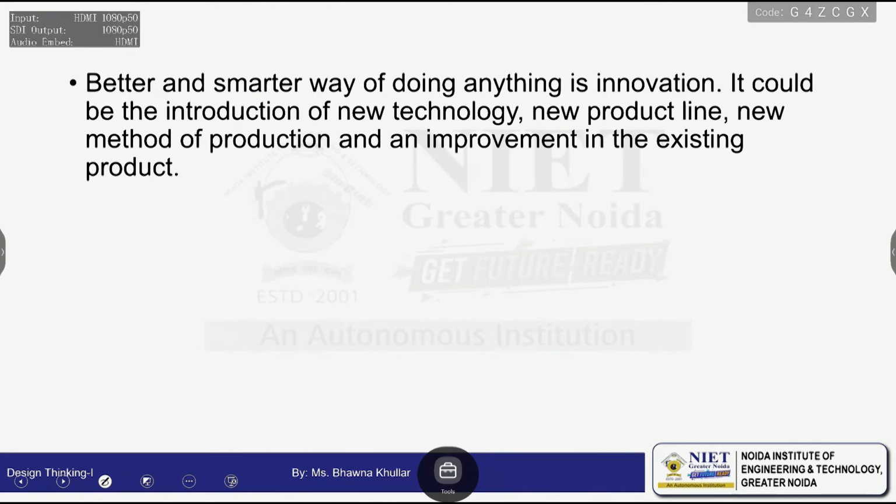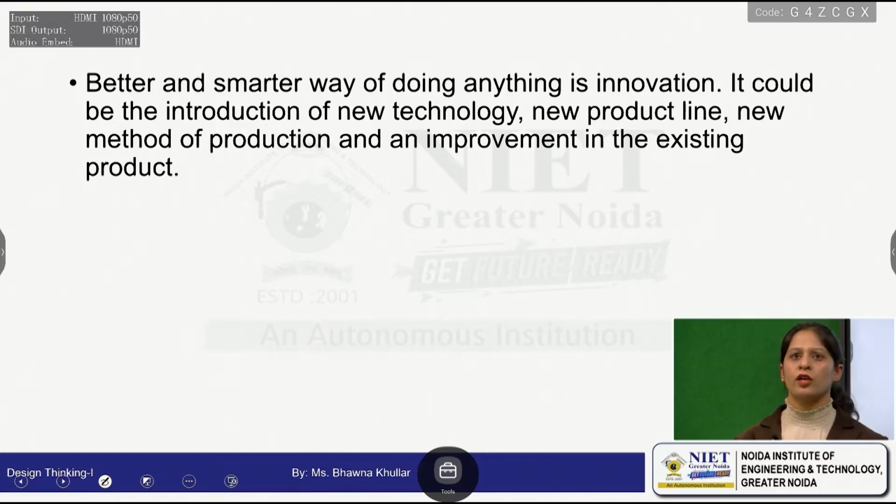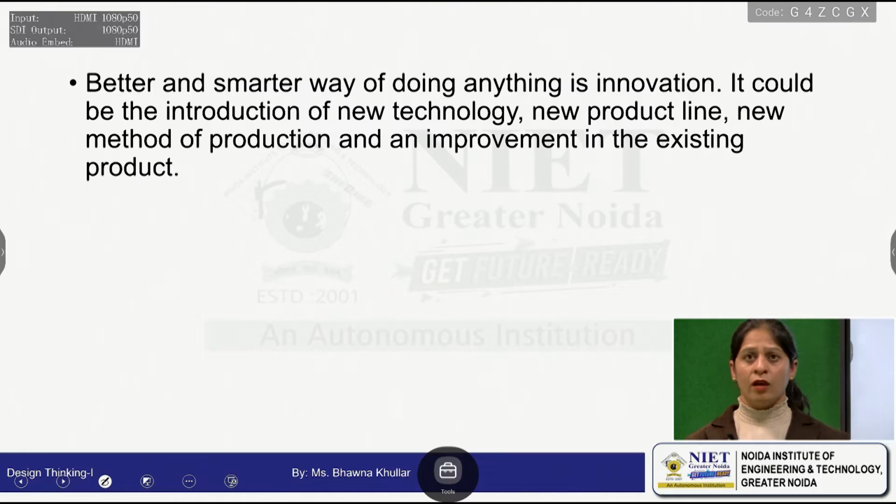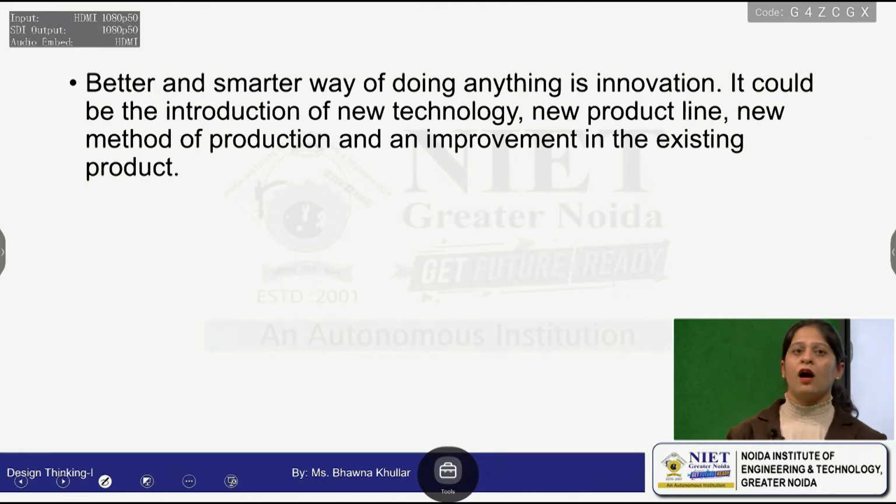A better and smarter way of doing anything is innovation. It could be the introduction of new technology, a new product line, a new method of production, and an improvement in an existing product. The better and smarter way is very necessary. If you do not compete with other competitors, then production also decreases. So new technologies and new product lines are very important for innovation.